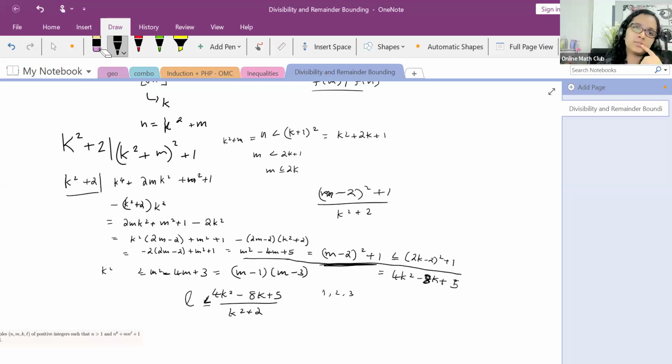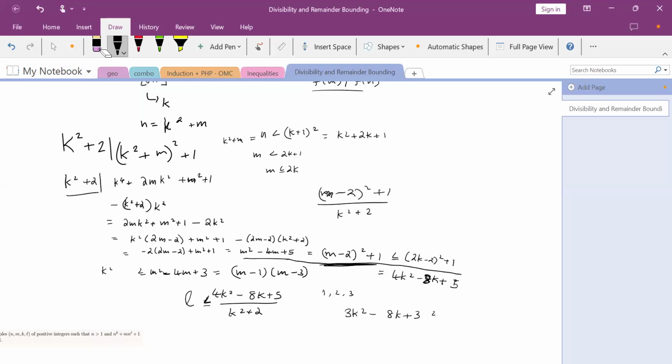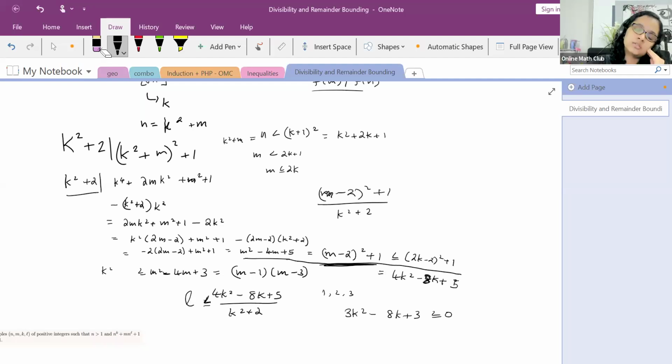Wait, how did you do that? Yeah, I find this, that k square plus 2 is less than or equal to 4k square minus 4k plus 5. Okay. So what are you getting? Minus 8k. This, I think you said minus 4k. Yeah, this should be 8k. Yeah, 8k. Okay.